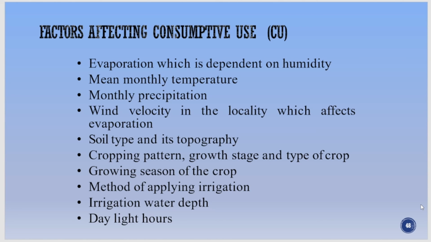Now, cropping pattern. What is your cropping pattern, the growth stage, and the type of crop? In what pattern do you apply your crops, and what is the growth stage? Initially the requirement will be less. When it is in a matured condition, the water requirement will reduce. Again, when you are going towards harvesting, the water requirement will reduce. It also depends on the type of crop: the water required for a paddy field is different compared to a sugarcane field, groundnut, wheat or anything like that. The growing season, in which season you are growing, will also affect consumptive use.